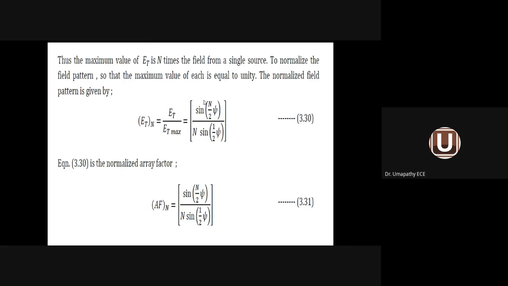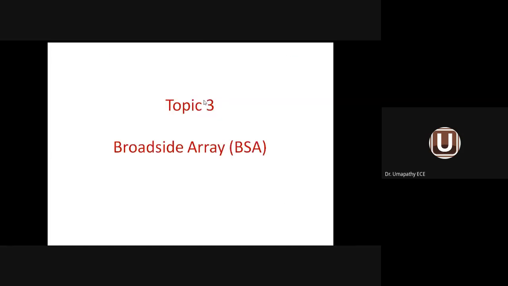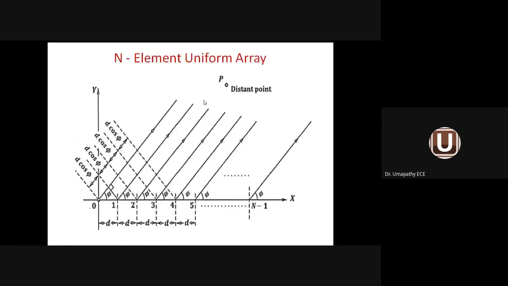Initially we got the antenna array factor. Here we get the normalized antenna array factor. So we have constructed an n-element uniform linear array, which is similar to the 2-element uniform array. Here we are trying to find the expression for total field strength Et, multiplying by e power j psi on both the sides.